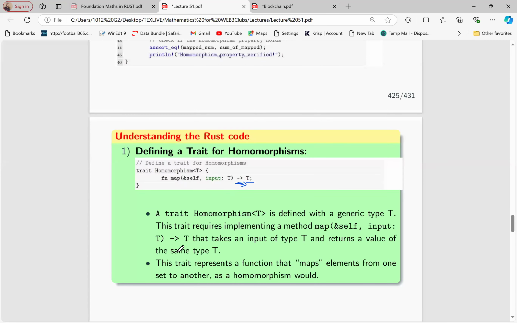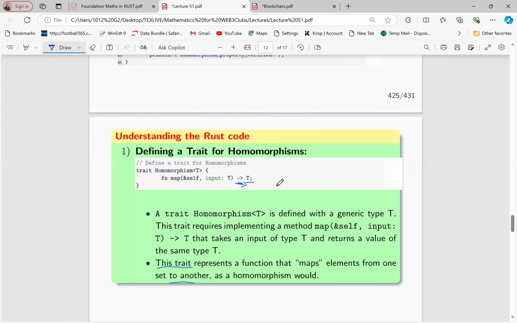So what is the role of this? The role of this is that this trait will represent a function that maps elements from one set to another, just the same way the homomorphism does. So it will be mapping elements of one set to another. But now, what it's doing is that this element is mapped to itself. An element T mapped to itself. That's what self-input means, a trait.